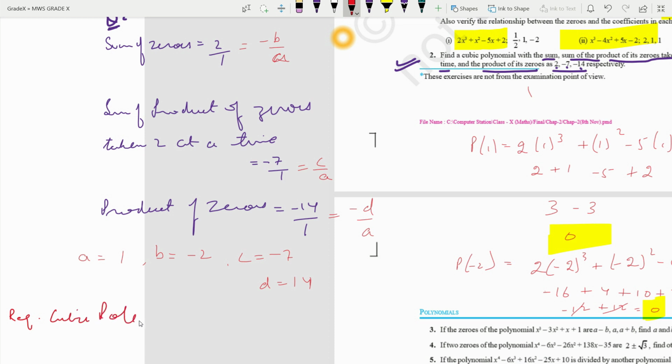cubic polynomial, just write the standard form, ax cube plus bx square plus cx plus d, and put the value here. It is x cube multiplying by 1, then minus 2x square, then minus 7x plus 14. This is the required answer.